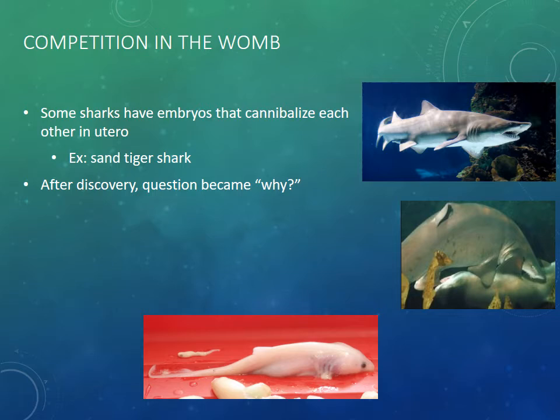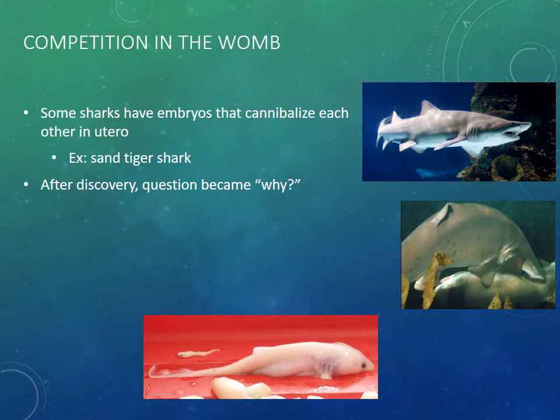Another cool thing about sharks that was learned a couple of decades ago is this competition in the womb. It was discovered in the 80s. They would perform autopsies on some sharks and could see these things happening. Some sharks will actually cannibalize each other in utero. The sand tiger shark is an example of this. She'll have young inside of her, brothers and sisters eating each other.